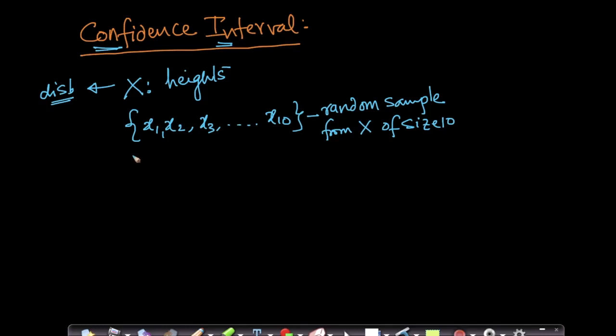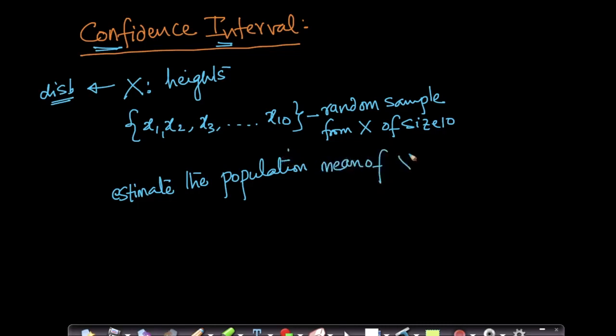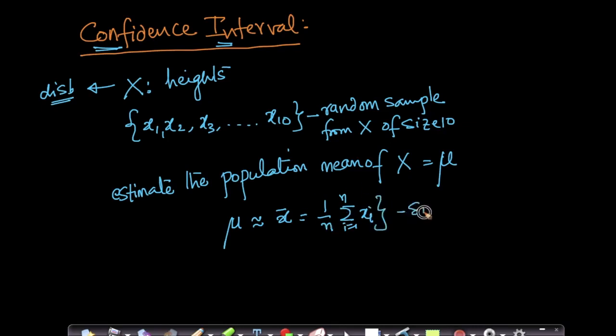Now imagine my task is to estimate the population mean of x, which is represented by mu. How do I estimate this? One simple way that we know is to say mu is approximately equal to x bar, and x bar is nothing but 1 by n summation of i equals 1 to n of xi. This is basically your simple average.